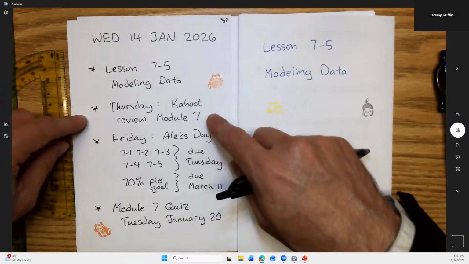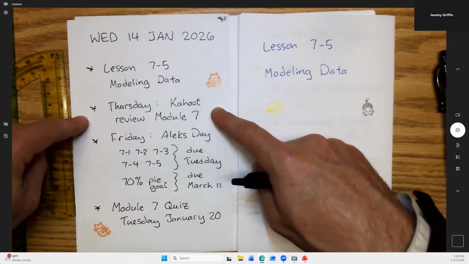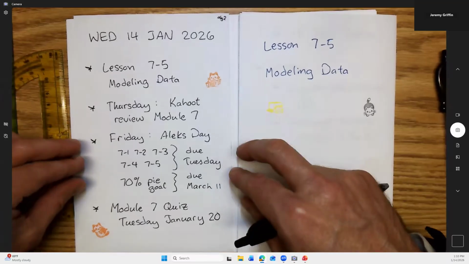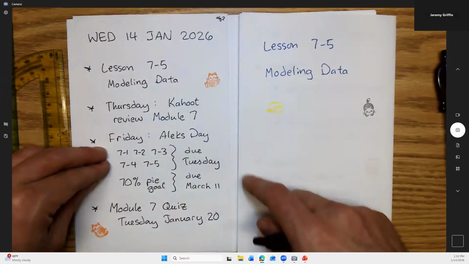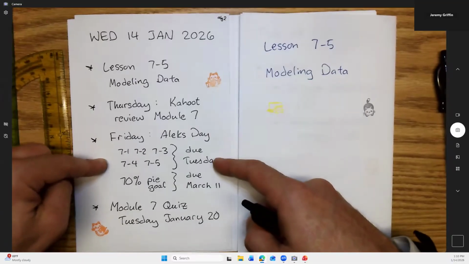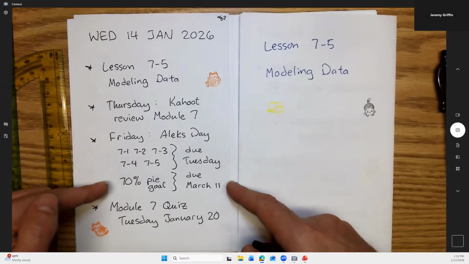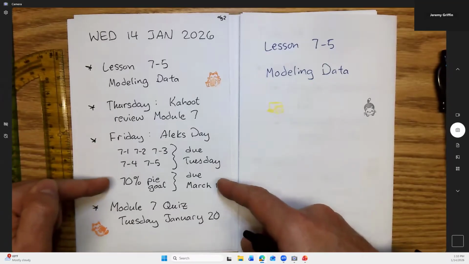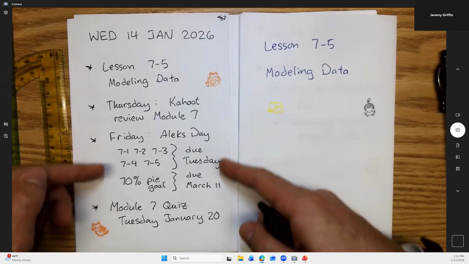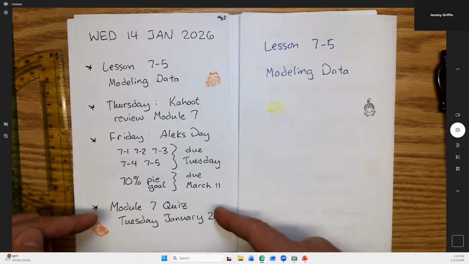All right, so we're going to shift the timeline a little bit, the schedule here. I'm going to do a Kahoot review with you guys, Module 7 tomorrow. Okay, and then let's have Friday be an Alex Day. And you guys are thinking about these 3 assignments, which are upcoming due. So 7.1, 7.2, 7.3, that's a single assignment. And then 7.4, 7.5, that's a separate assignment. Okay. I went ahead and bumped the due dates to Tuesday. So you have a few more days to work on those. And then don't forget also, Alex 70% Pi goal is due on March 11th, so you can work towards that once you've knocked out these assignments. Okay? Okay, and then let's move the Module 7 quiz to Tuesday.